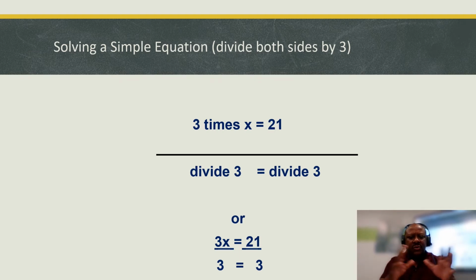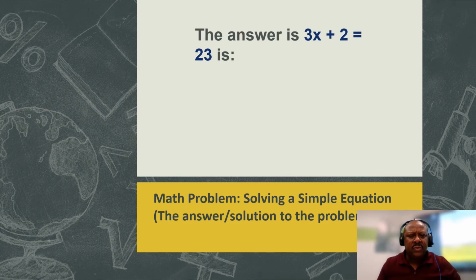I'm just trying to show you what we're doing here in math terms, or you can write what's there below, which is 3x divided by 3 equals 21 divided by 3. Again, the equal sign is there so that you can understand that what we do on the left side, we do on the right side. And what we end up with for our answer for 3x plus 2 equals 23 is x equals 7. That's your solution for that simple equation.